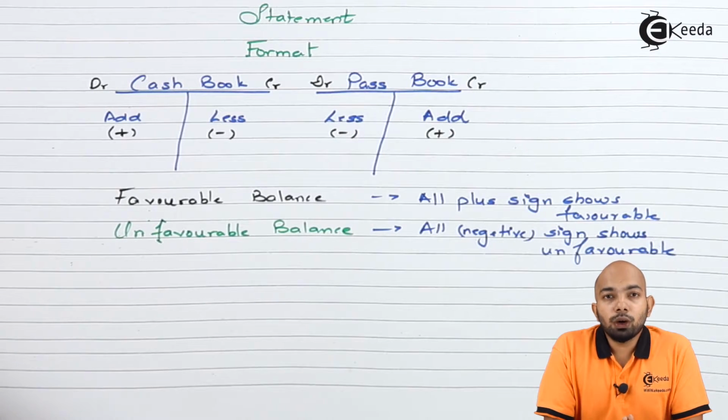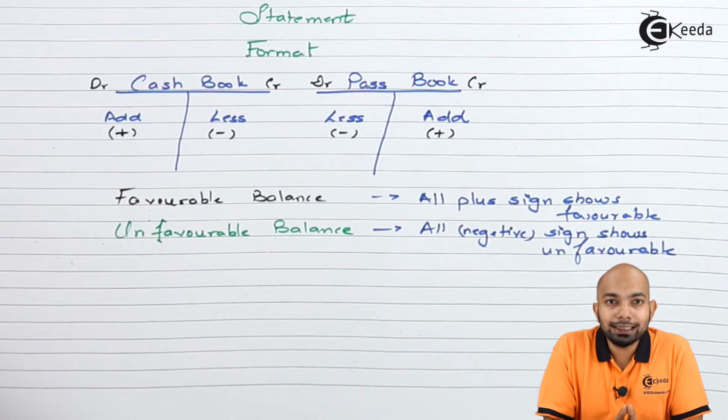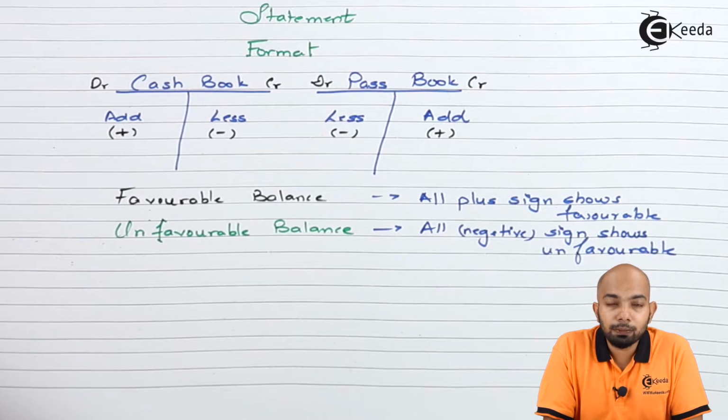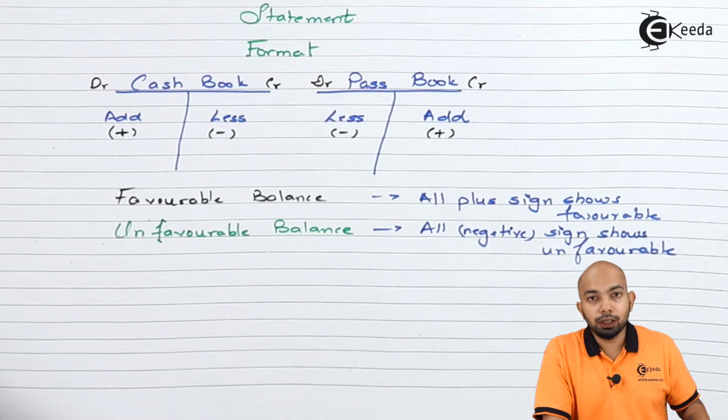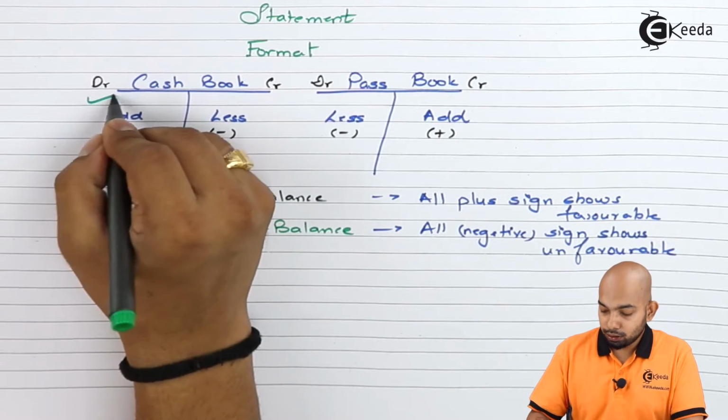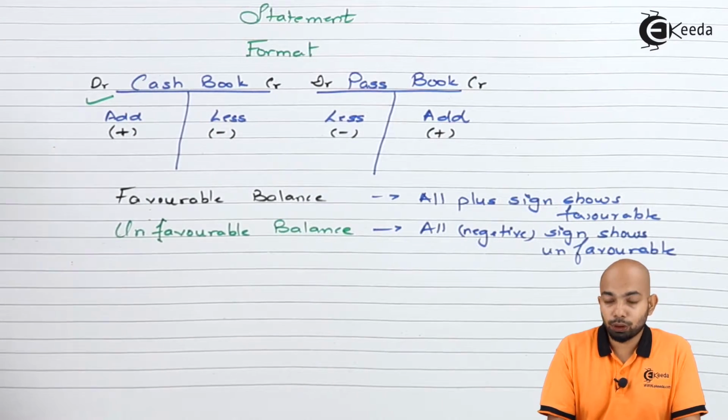When we talk about the starting point, it can either be a favorable balance or an unfavorable balance. You need to work according to that system itself. The first point is that we'll be starting with a favorable balance. For example, we have two books here. We have mentioned the cash book and the pass book.